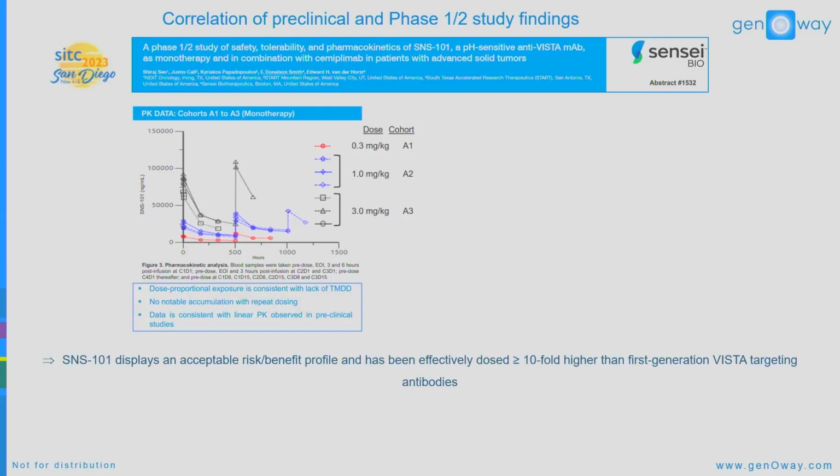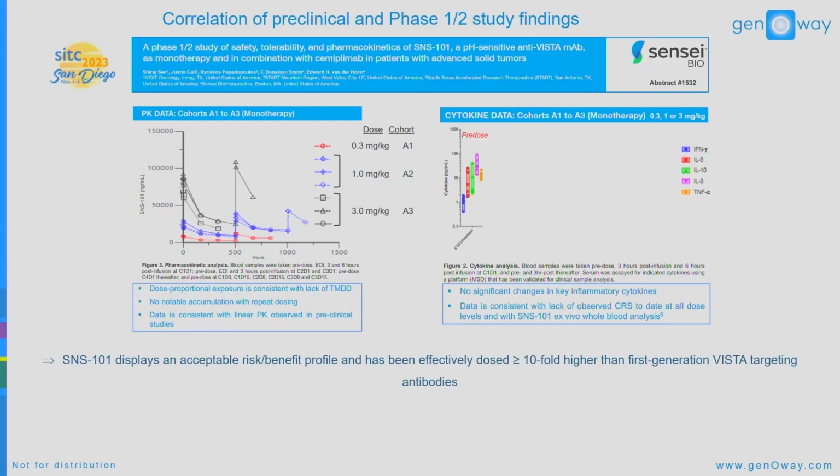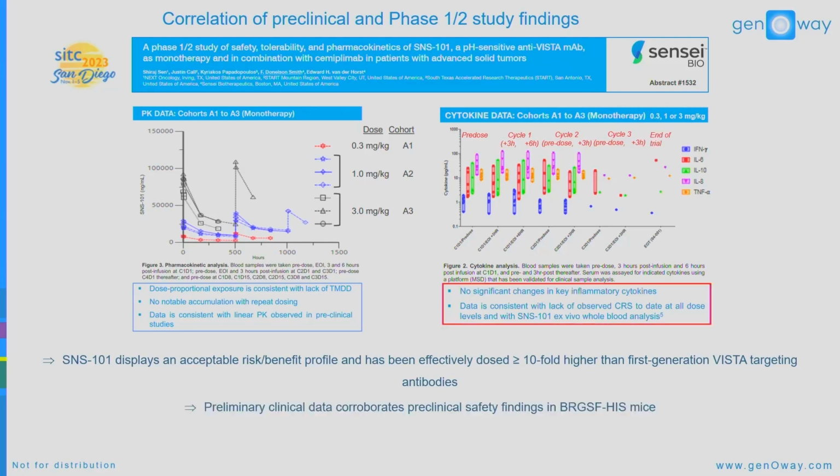And the nice part of the story is that when Sensei Therapeutics brought this compound to clinical trial after the BRGSF study, they first established the PK profile of their compound, and then they did repeated doses of their compound in patients. Looking at gamma interferon, IL-8, IL-10, IL-8 and TNF-alpha, no cytokine increase was seen, as shown in the BRGSF HIS model.